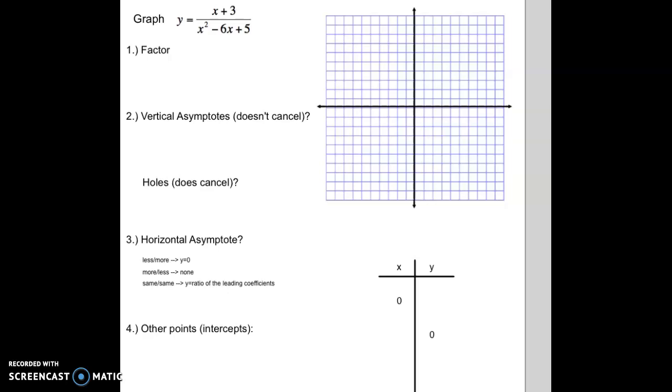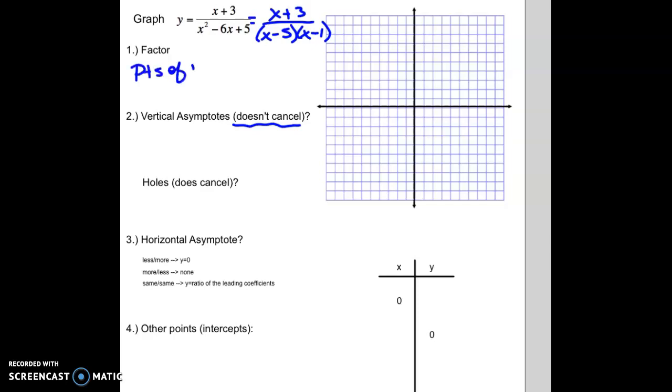Okay, we're going to continue this example, our first part of our video cut out. So we need to factor everything. The numerator is fine the way it is. Denominator would factor into x minus 5 and x minus 1. And here's another example of where neither of those denominators is going to cancel out. So we're looking at ones where they don't cancel.